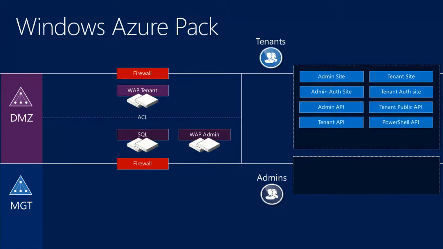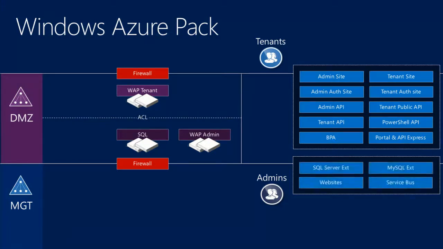Then we have 4 APIs. And there's a lot of confusion about what the APIs do. So I'll show one API in a second. We have the best practice analyzer, which will scan your environment and let you know if you have configured anything incorrectly, and the Portal API Express. And then there are 4 resource extensions that you can optionally install in your environment to use and hook up with the infrastructure in the back.